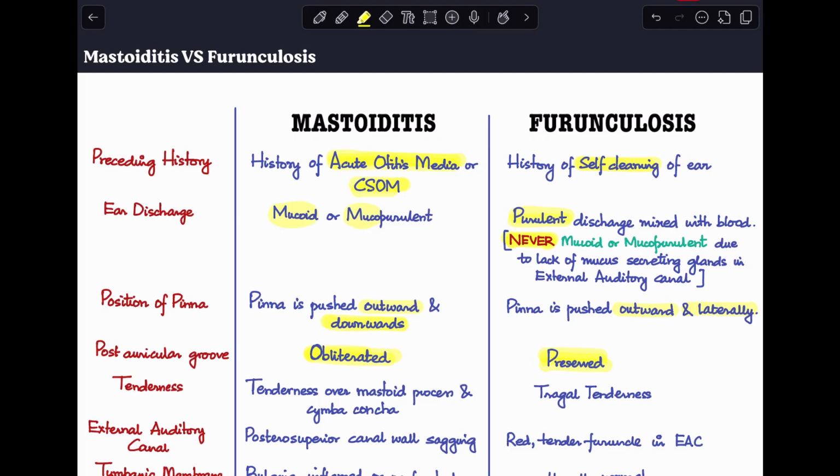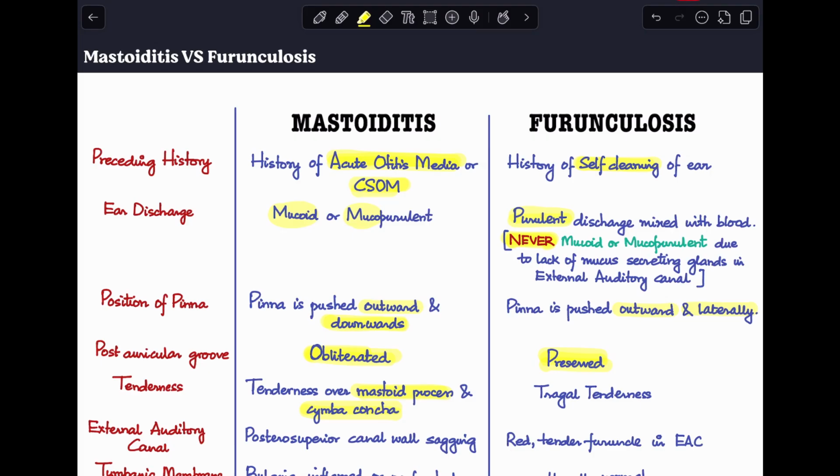Next point is tenderness. Now, where will you find tenderness in case of mastoiditis? You'll find tenderness over the mastoid process and the cymba concha. Now, this cymba concha is basically a landmark for the suprameatal triangle or the McEwen's triangle, which lies underneath it. And the suprameatal triangle is basically a landmark for finding the mastoid antrum, which lies 1.5 centimeter deep to it. So that's why you'll get tenderness over here in case of mastoiditis.